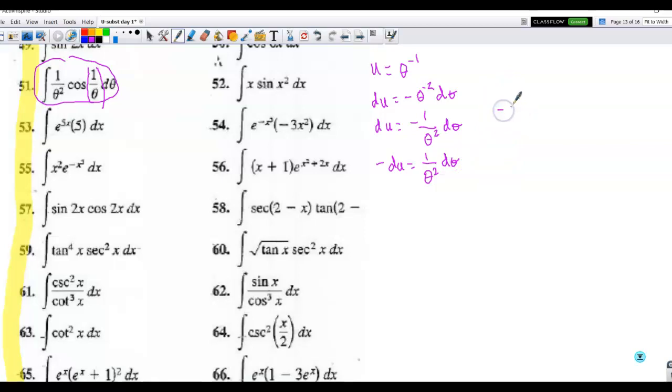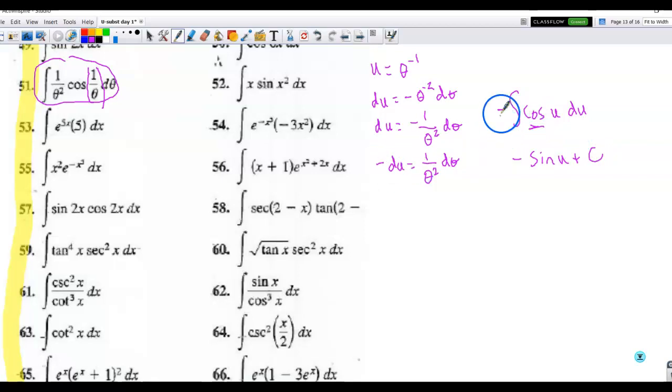I'm going to do my rewrite. The negative coefficient goes out front. There's the -1. In place of 1 over theta, I'm going to substitute u, and there's the du. Now think carefully, tricky trig, go slow. What function has a derivative of cosine? The derivative of sine is cosine. So I get negative sine u plus c.